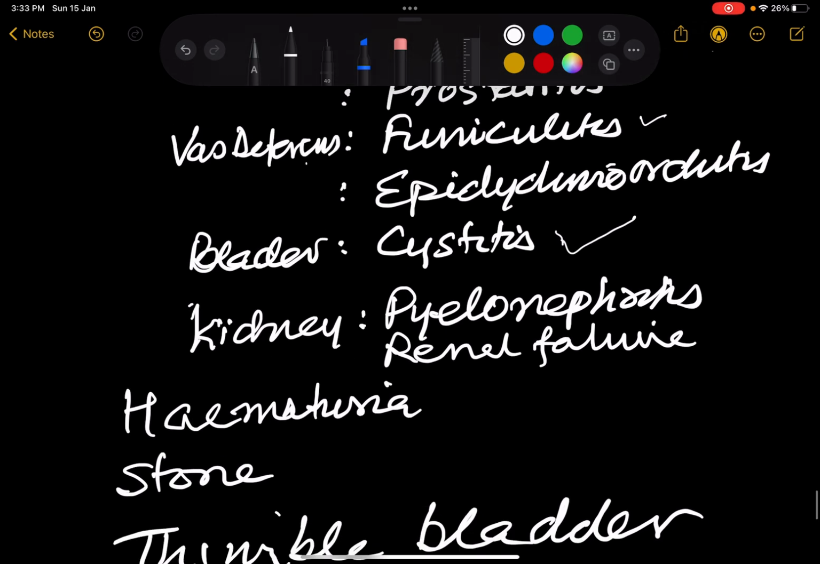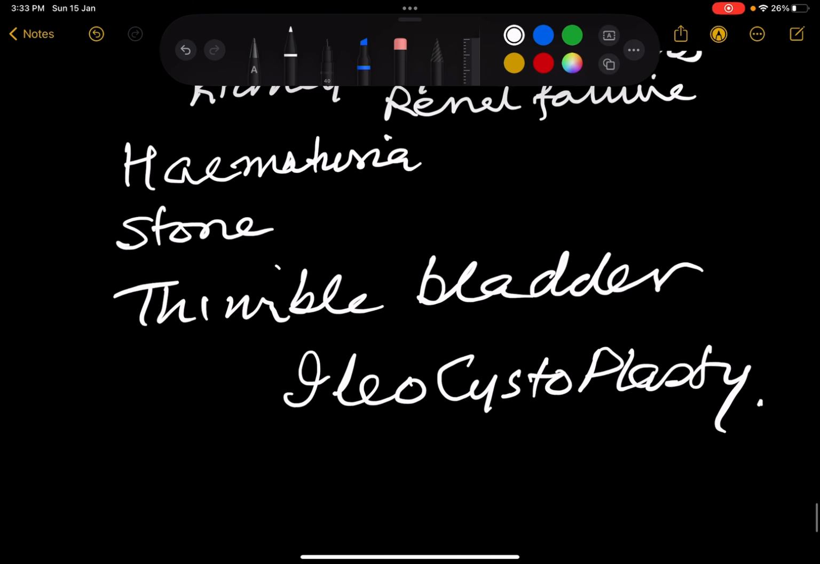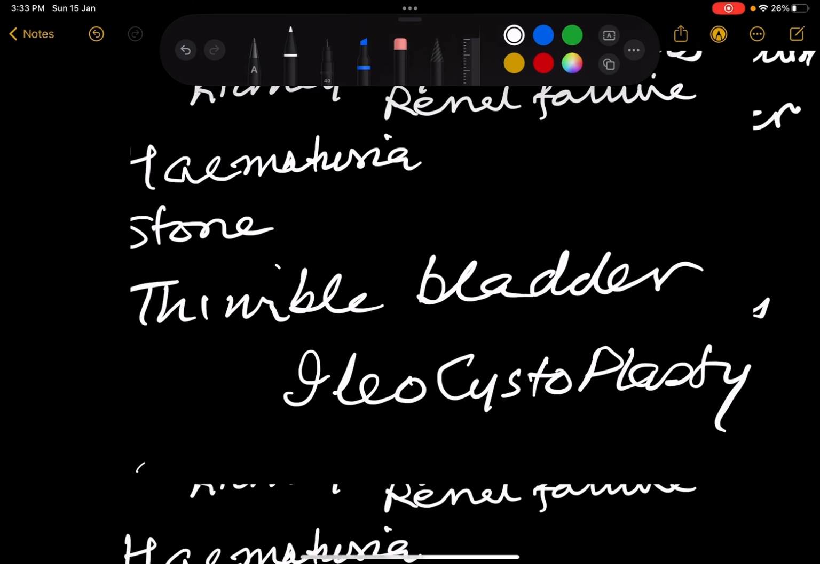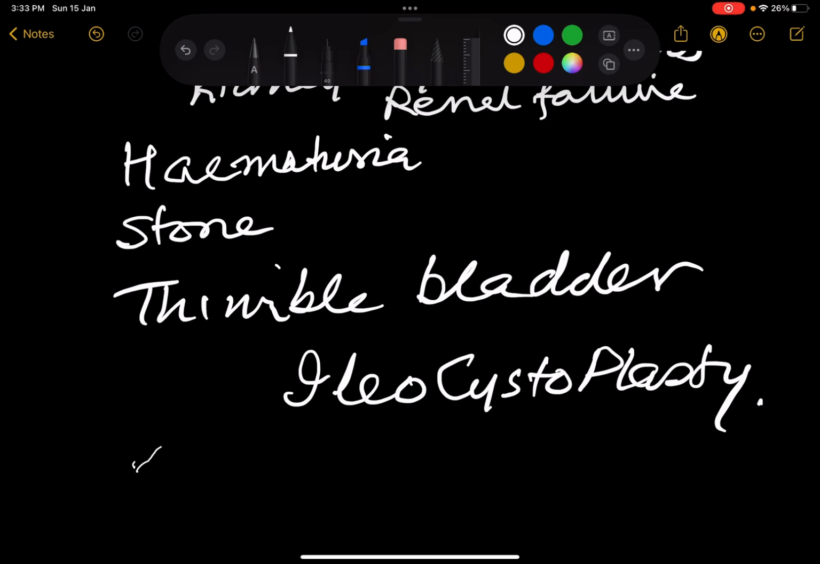Then you have hematuria, stone, and if you keep the bladder on continuous catheterization and you do not clamp it, the bladder will become contracted. This is called the thimble bladder, and later on you will have to use ileum to restore the volume of the bladder. The operation is called ileocystoplasty.